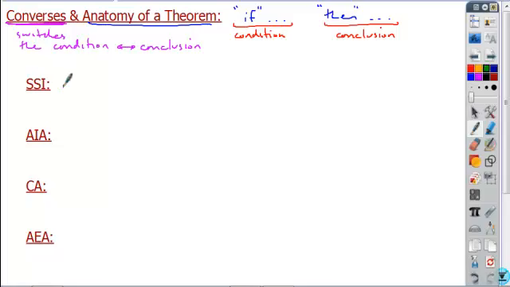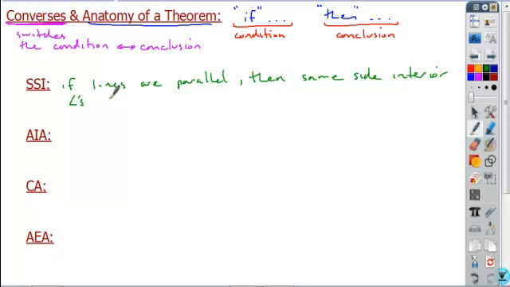And so for the same side interior angles, if we say if lines are parallel, and that was the original conclusion, then same side interior angles are supplementary. Okay, so this is the converse of the theorem that we proved. Okay? And we can write the converse of all four of these different relationships.